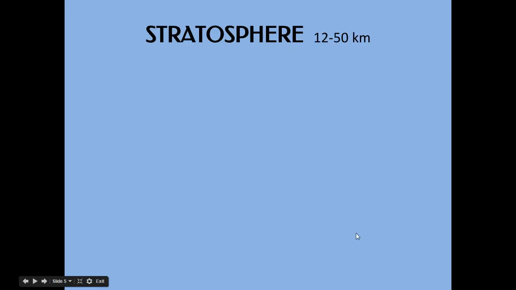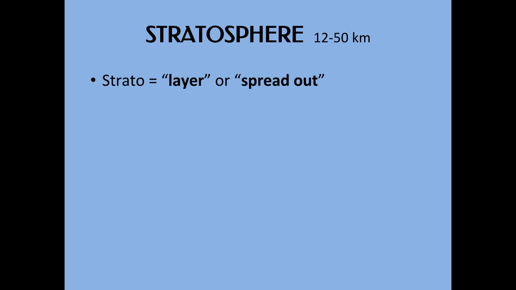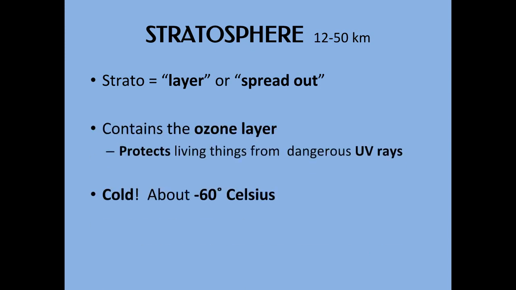The stratosphere is 12 to 50 kilometers above sea level. Strato means layer or spread out. And as you'll see in a minute, the stratosphere is actually one of the thicker layers. The stratosphere is where you'd find the ozone layer, which is a combination of 3 oxygen molecules bonded together. The ozone layer protects living things from the dangerous ultraviolet rays.